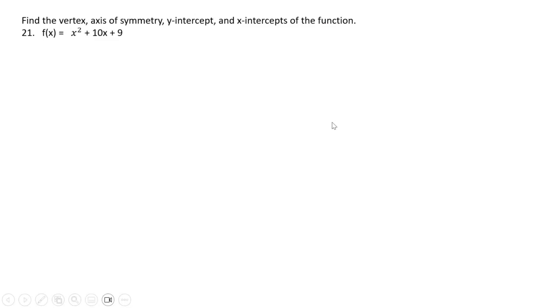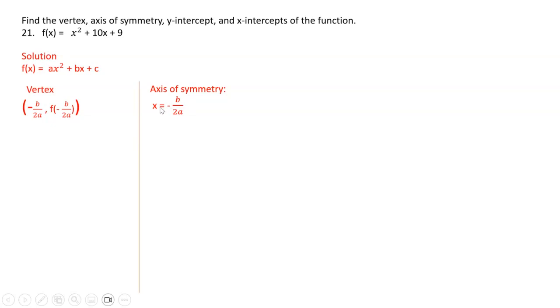Now number 21. Number 21 is saying to find the vertex, axis of symmetry, y-intercepts, and x-intercepts of the function. So if it's in this form, to find the vertex is going to be negative b over 2a and f of negative b over 2a. This means that this is how you find the x value of the vertex. Now to find the y value, you plug in what you got for x, plug it into the original function.